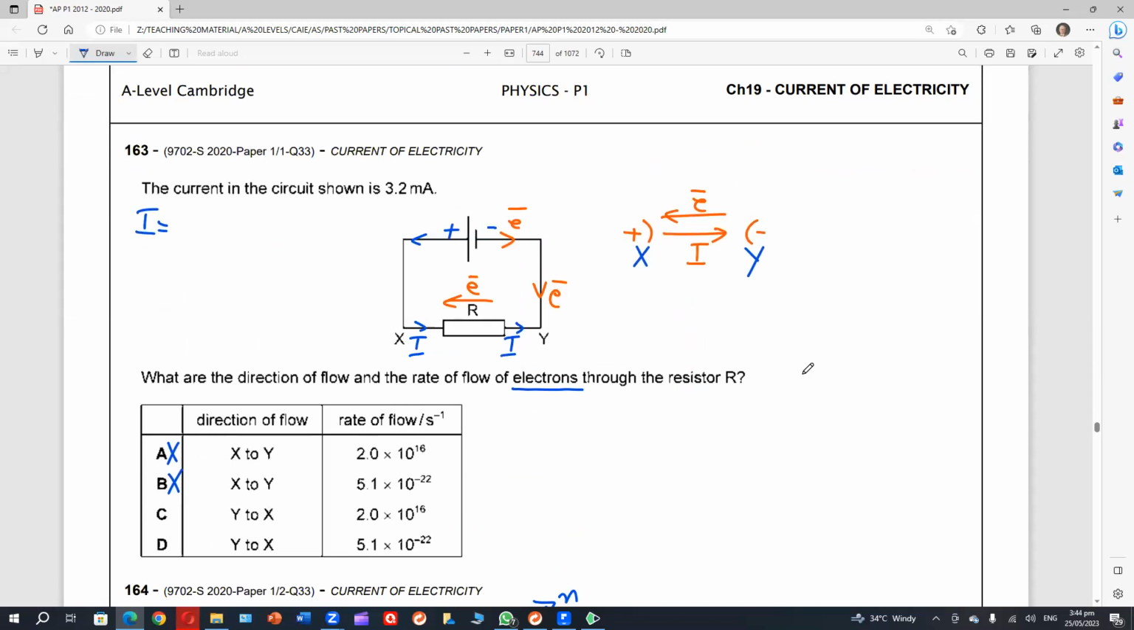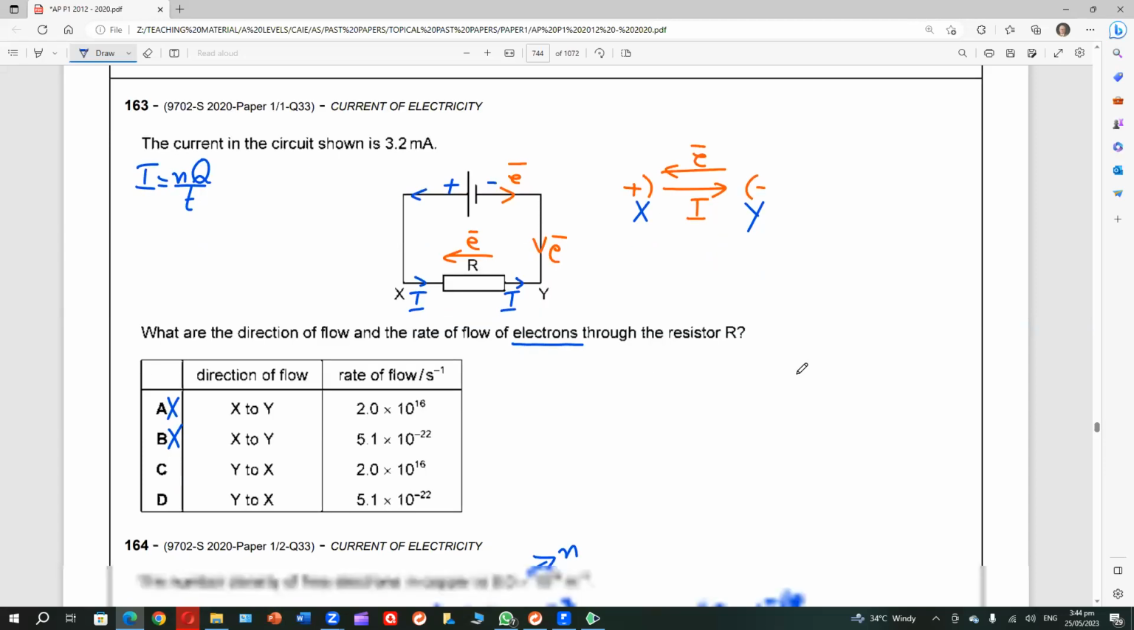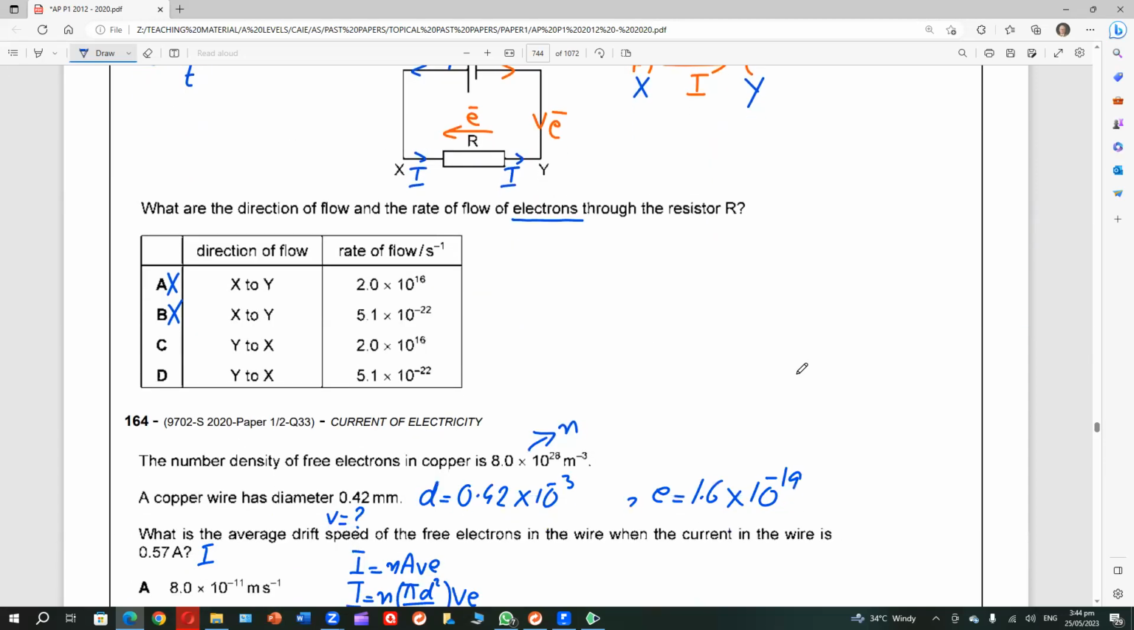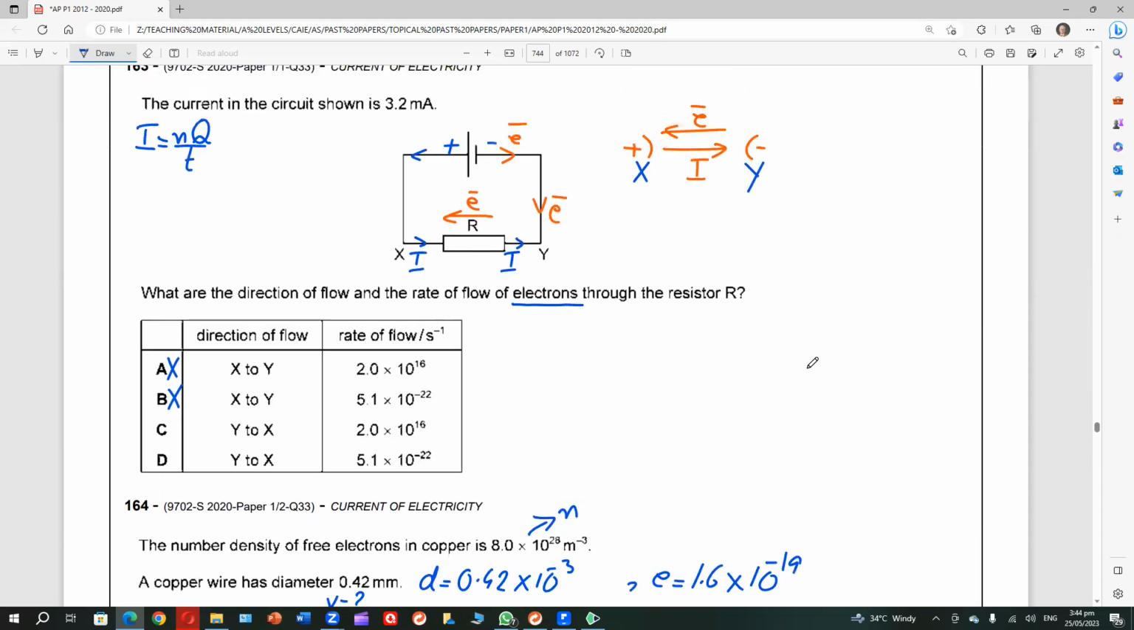I don't get this part. How are we supposed to find the rate of flow? Because one, there is a common sense approach: if he's asking for the rate of flow of electrons, it cannot be a negative power, because negative power means less than one. When something is moving, at least one particle should be there. But I'm trying an option here.